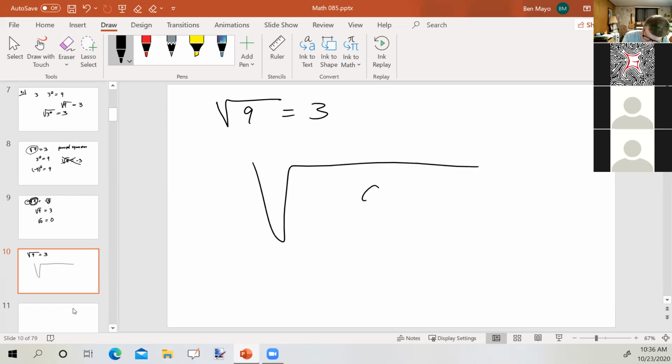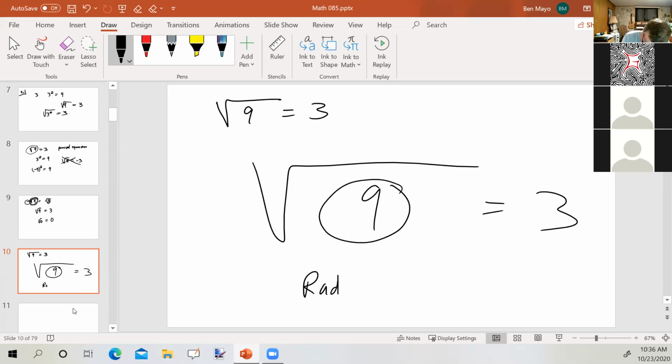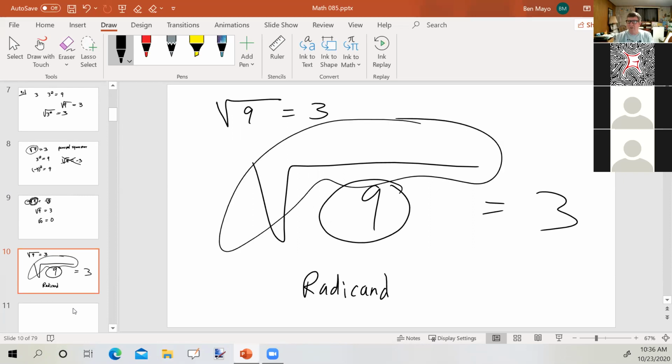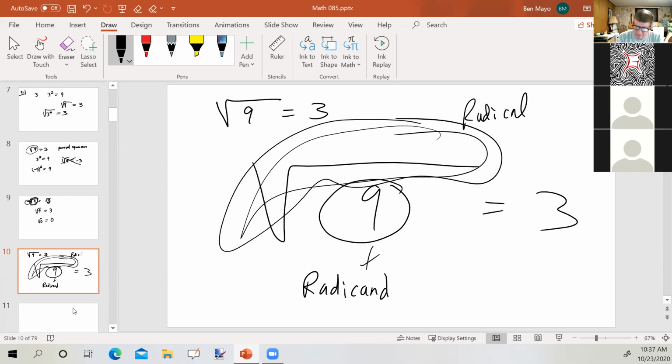Let's take a bigger look at that. This number inside is called the radicand. These are some strange words coming at you. So the quantity inside of this thing here is called the radicand. All right. This thing here is called the radical. So the radicand is inside the radical. And no, I didn't stay up late last night trying to come up with weird names for it. That's just what they are.